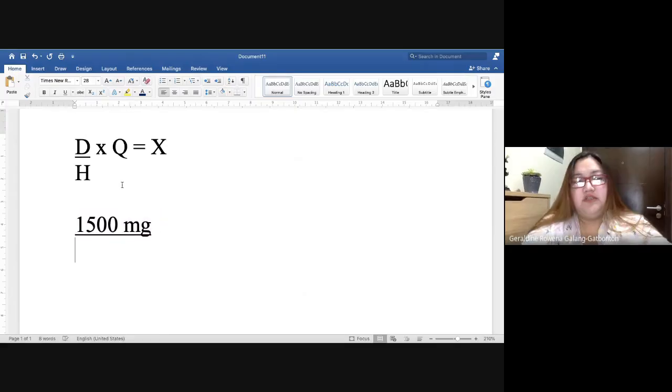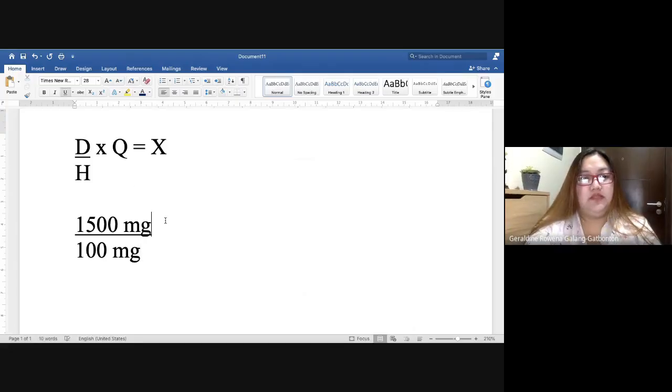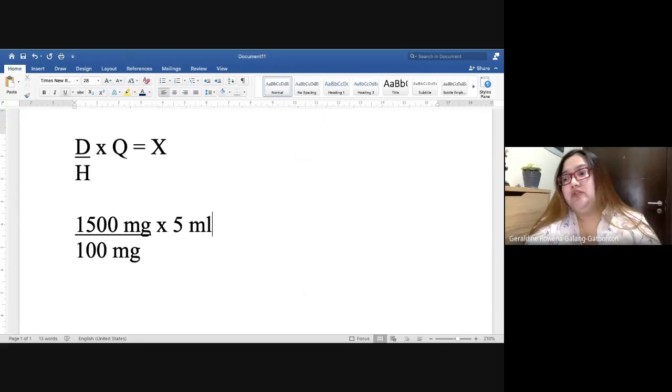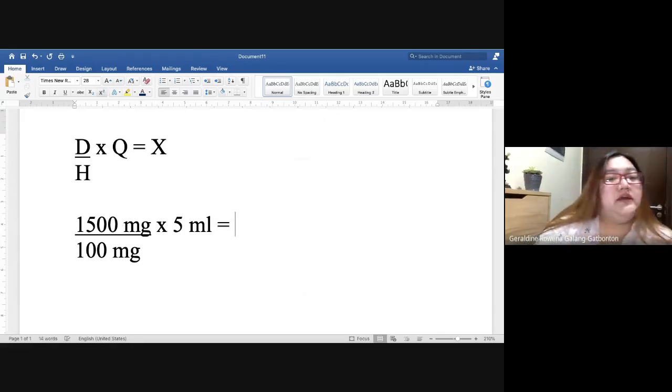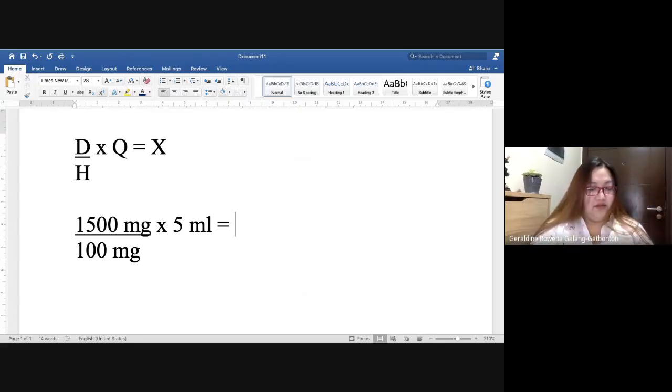My H is 100 mg. Okay? And what is my quantity? It's 5 ml because it is 100 mg per 5 ml. So if you are to divide that, the answer is 1,500 divided by 100 times 5 is 75 ml.